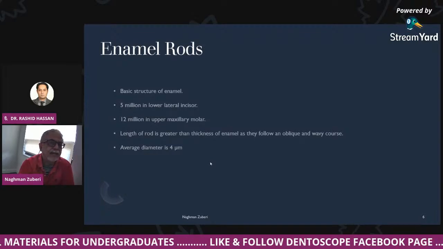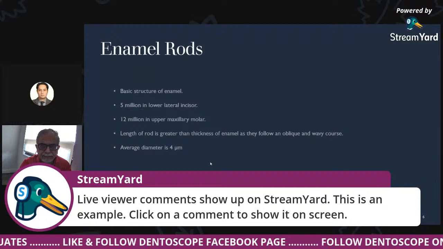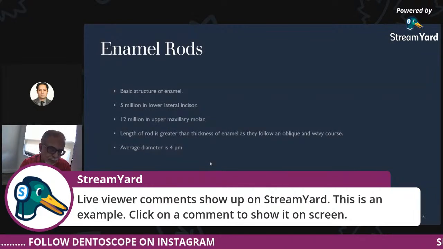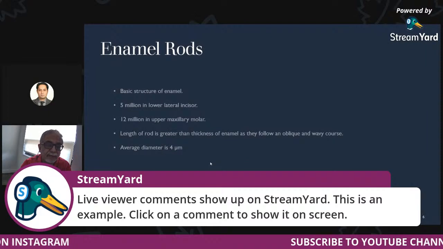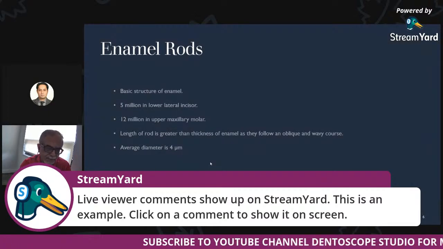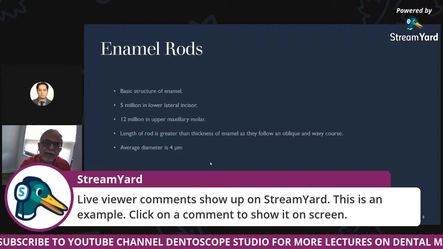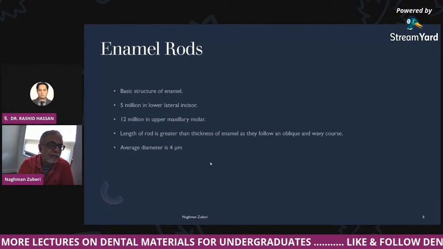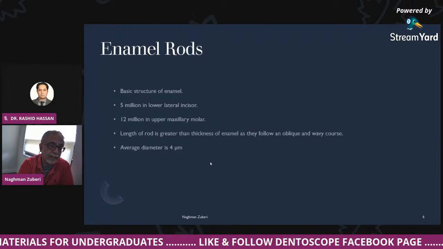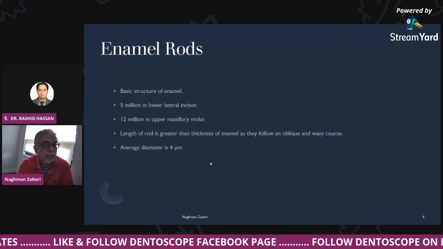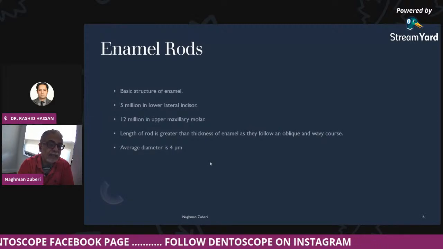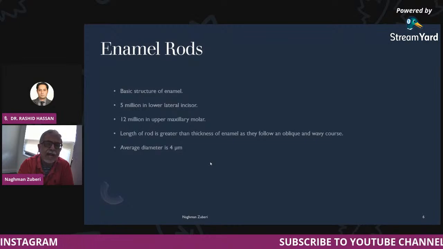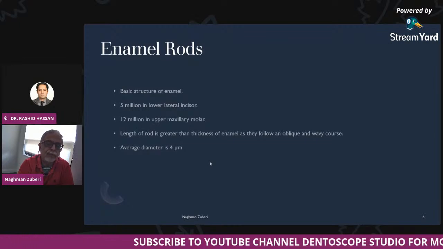Enamel rods are the basic structure of enamel. There are 5 million in lower lateral incisors. We are talking about the smallest tooth, lower lateral incisors. 5 million at an average enamel rods are present. So just imagine the number of enamel rods in a canine or in a first molar. 12 million in upper maxillary molar, like at the upper first molar, I must say. Length of rod is greater than thickness of enamel as they follow an oblique and wavy course. Average diameter of an enamel rod is 4 micron.